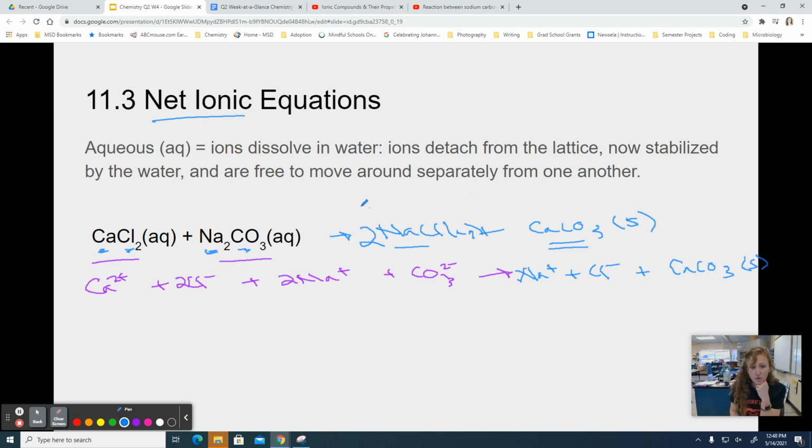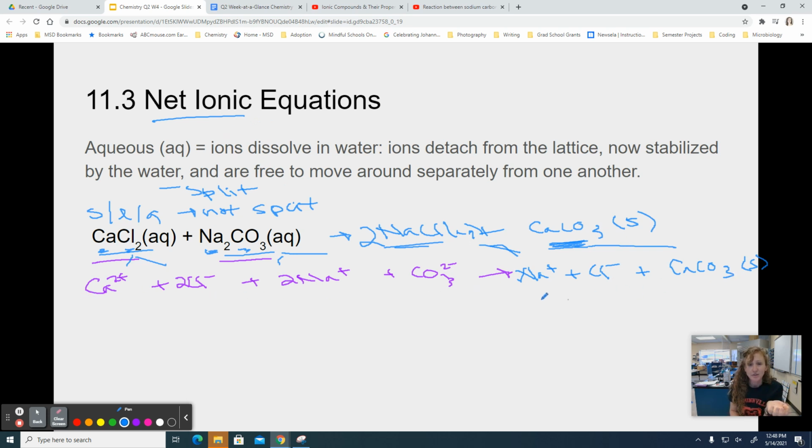So this is part of it. Notice that I have split anything that is aqueous. Anything that is solid, liquid, or gas, you do not split. Notice anything that's aqueous, I have split into the ions that make it up. And anything that's solid, I have kept together as a solid. So what we can see here is how things actually exist.